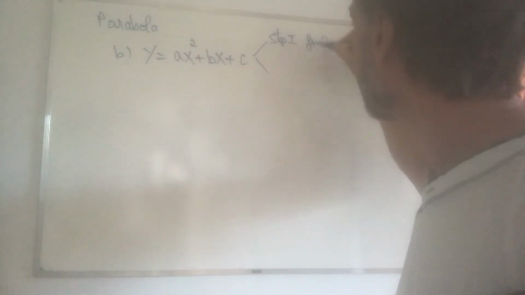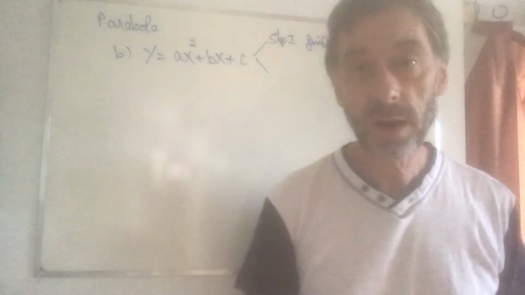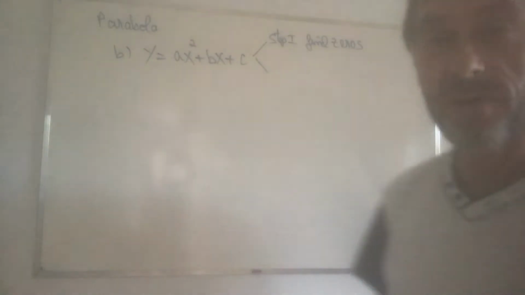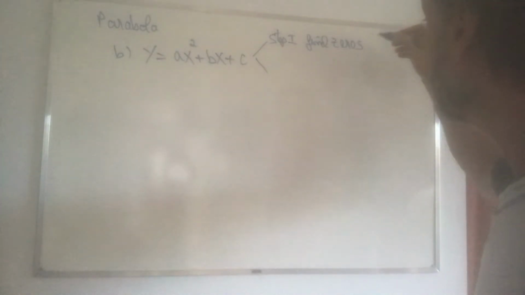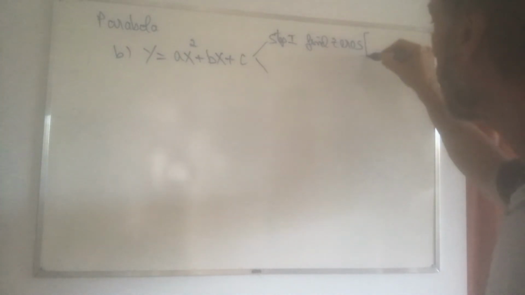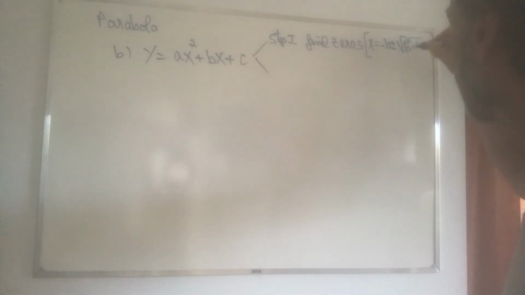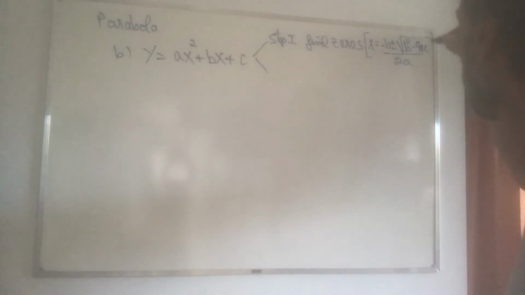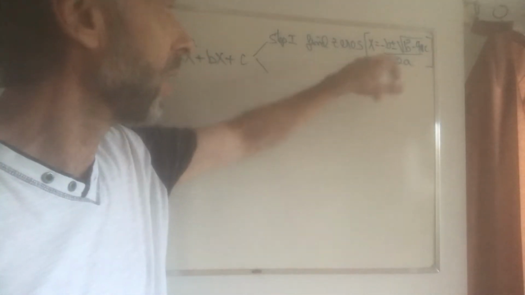find the zeros. Find where the parabola crosses the x-axis. How do I do that? How do I find the zeros? I have a lovely formula that does that for me, and that is x equals minus b plus or minus the root of b squared minus 4ac over 2a. The well-known quadratic formula that you all know very well.